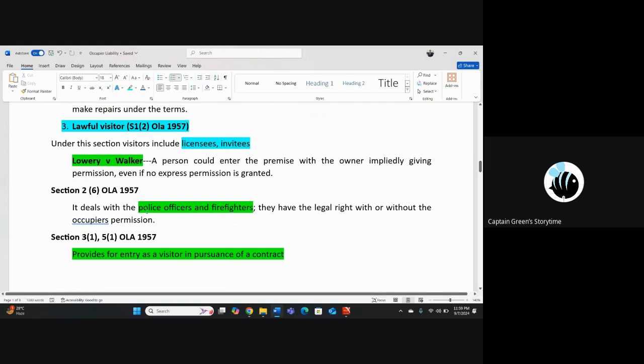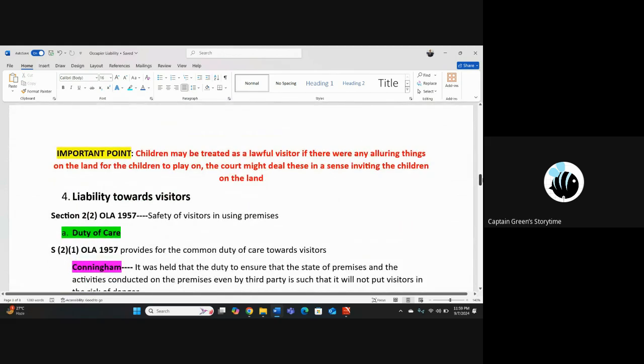Then we studied section 2, subsection 6 of OLA 1957, where we studied that police officers and firefighters will be regarded as lawful visitors, as they have the legal right to enter your premises with or without your permission. We also studied that section 3, subsection 1 and section 5, subsection 1 tell us that when a person has a contract made with the occupier, then he will be regarded as a lawful visitor. We also stated that if there are any attractive things present on your place and a child comes to play on it, then the child would be regarded as a lawful visitor, and the doctrine is known as the allurement doctrine.